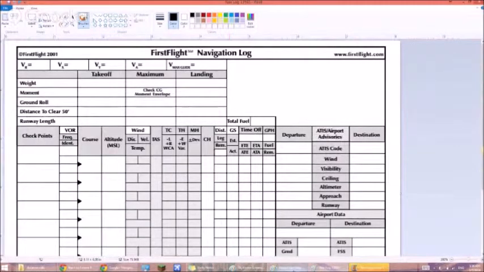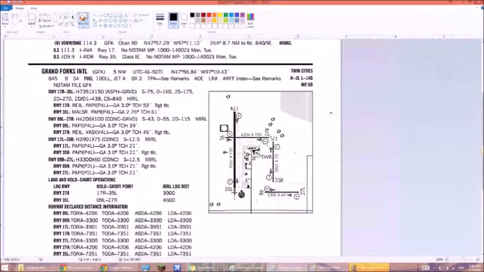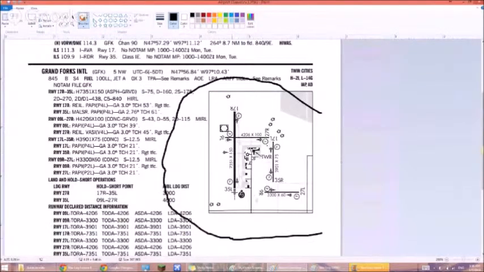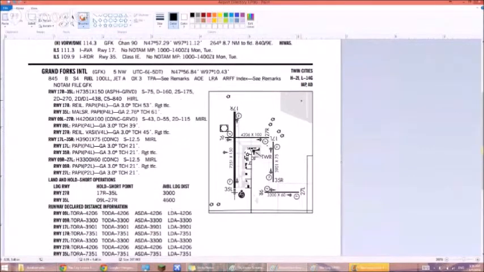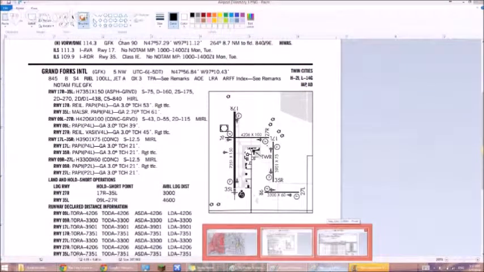Okay, so now when we go back to the airport directory, here is the airport diagram. So there's 3 things that you want to make sure you include on your diagram when you draw it. Well, make that 4, but I'll get to that. Okay, so the first thing you want to do is draw each runway. So there's the runway, and there's 4 of them there, you can see. So I'm going to go ahead and go over to the navlog and do that real quick.